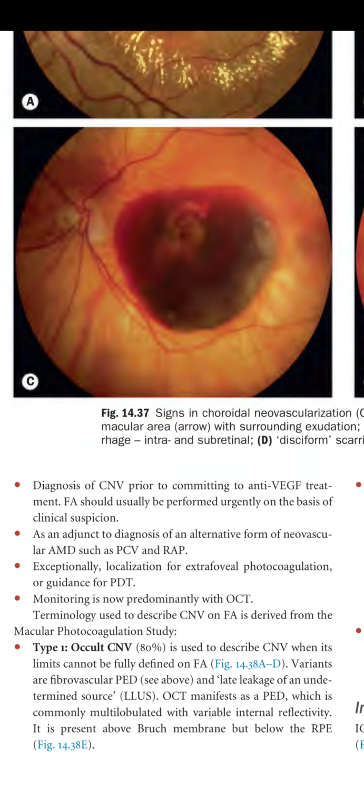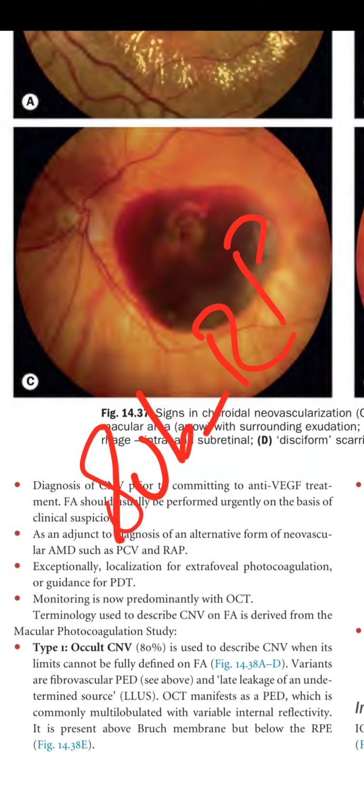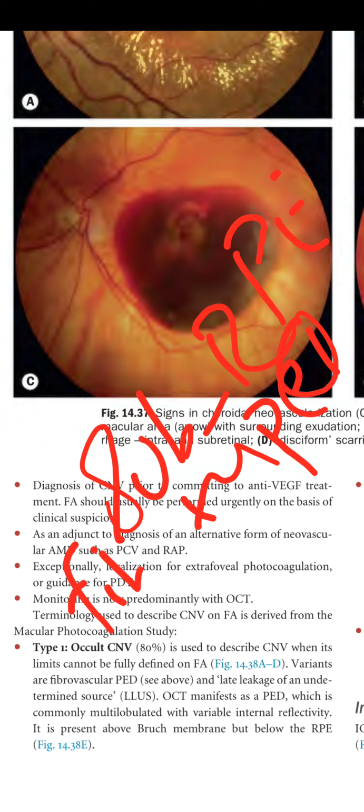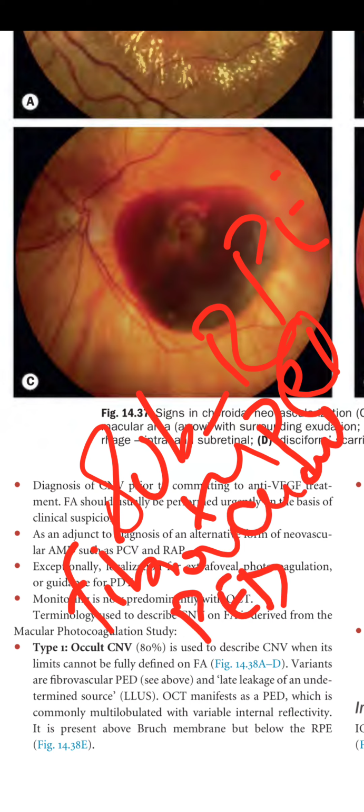Variants are fibrovascular PED and late leakage of an undetermined source. OCT manifests as PED, which is commonly multilobulated with variable internal reflectivity. It is present above the Bruch membrane but below the RPE. So it is usually the sub-RPE, which is also known as type 1 or occult CNV. So basically the variant of the occult CNV can be fibrovascular PED. We have discussed in the PED topic that pigment epithelial detachment due to fibrovascular proliferation can be considered as an occult CNV, and also a late leakage of an undetermined source.